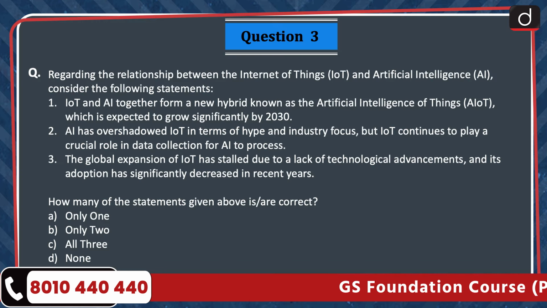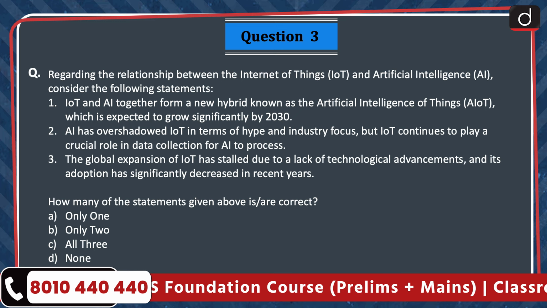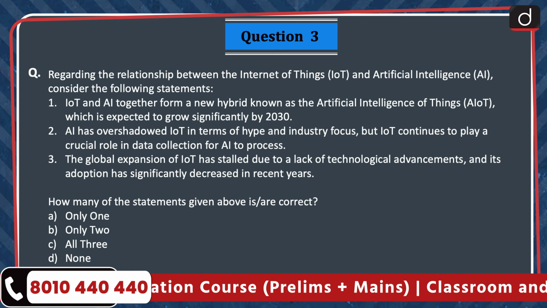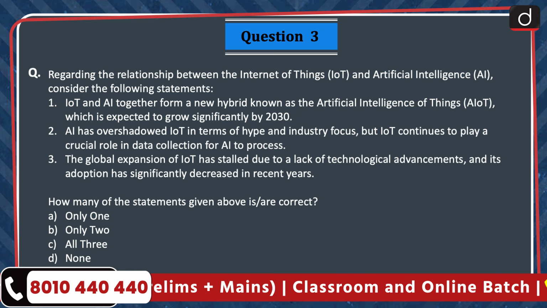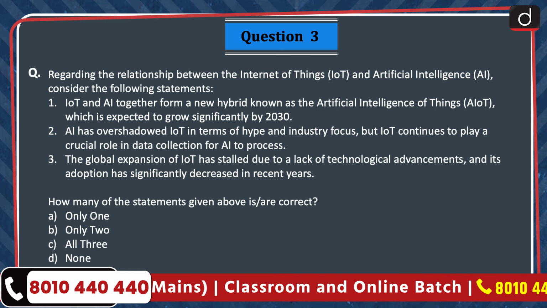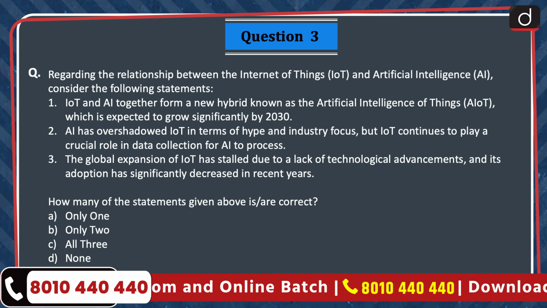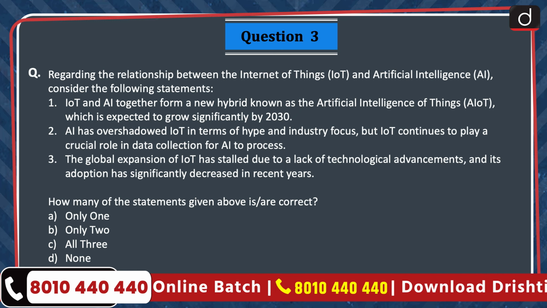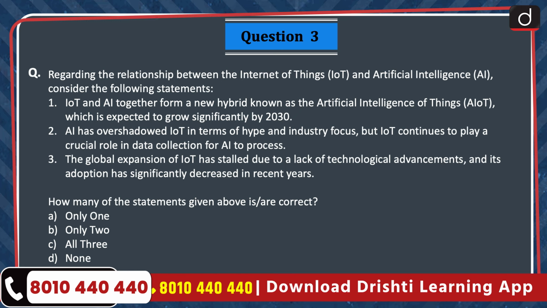Next question, regarding the relationship between the Internet of Things and artificial intelligence, consider the following statements. 1. IoT and AI together form a new hybrid known as the artificial intelligence of things, which is expected to grow significantly by 2030. 2. AI has overshadowed IoT in terms of hype and industry focus, but IoT continues to play a crucial role in data collection for AI to process.